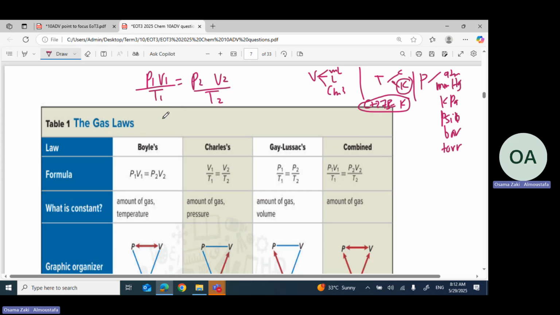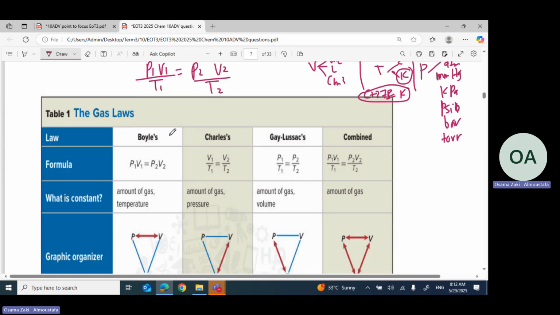Okay, so in Boyle's law, the temperature is constant. Temperature and amount of gas are constant. So here we have the temperature. The temperature is constant, so we can cancel out the temperature. So the formula will be P1 V1 equals P2 V2.